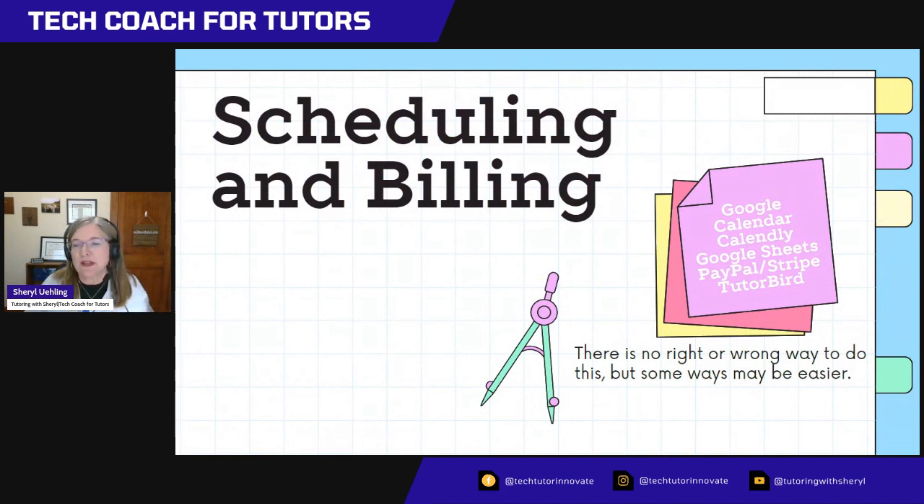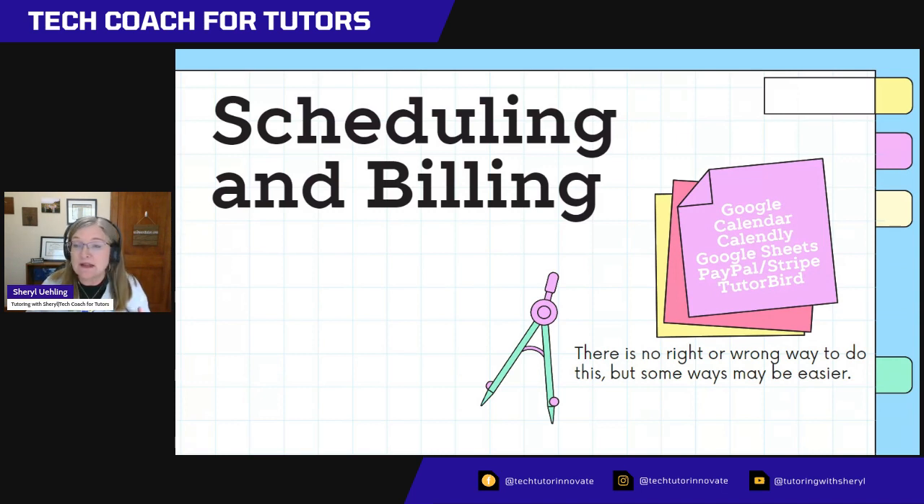You could use Google Calendar for your scheduling. I know a lot of people really like Calendly. In both Google Calendar and in Calendly, you can create appointment slots. I think Calendly is probably a little easier because it's basically set up to do that, but you can set up your Google Calendar that way.